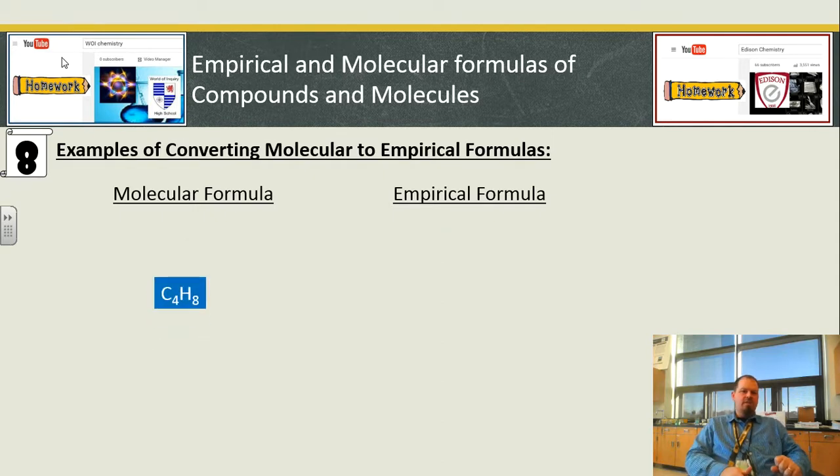Okay? C4H8, I can divide both of those numbers by 4. If I divide it by 2, I would have to keep going. So I can divide by 4, the greatest common factor, and I get 1 and 2. One more example, and I think we're donezo.